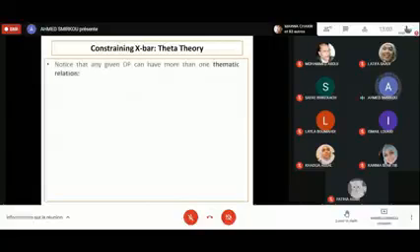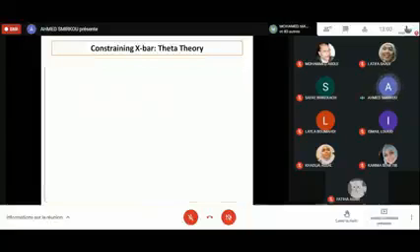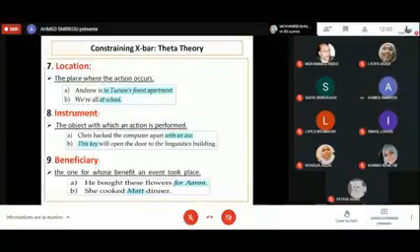Is it clear now? So these are the most common thematic relations we are going to focus on. Is there any question about these thematic relations? They are called thematic relations, okay?